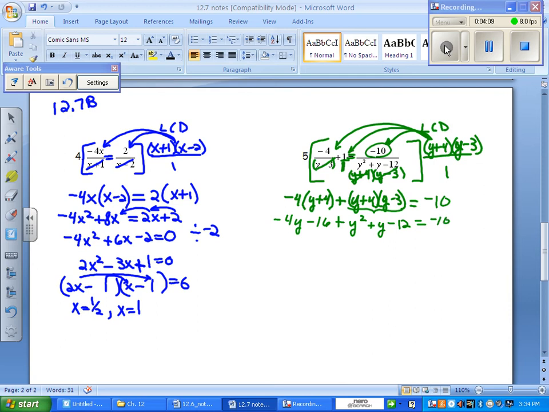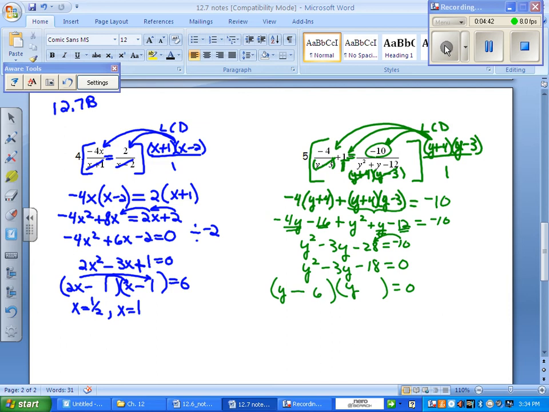Alright, put things in their place. You have y squared. Combine your y terms here, and you're going to have a minus 3y. Combine these constants, and you're going to have a negative 28 equals negative 10, so you'll add the 10. So you have y squared minus 3y. When you add the 10, you'll have a minus 18 equals 0. And hopefully you can see that this will factor. And you'll have a y and a y, a minus on the 6, a plus on the 3. So y will equal 6 and a negative 3.